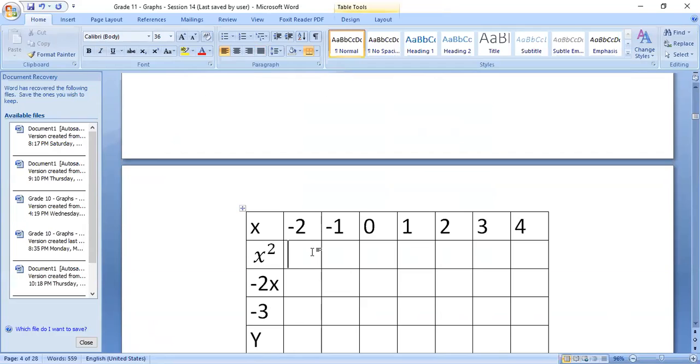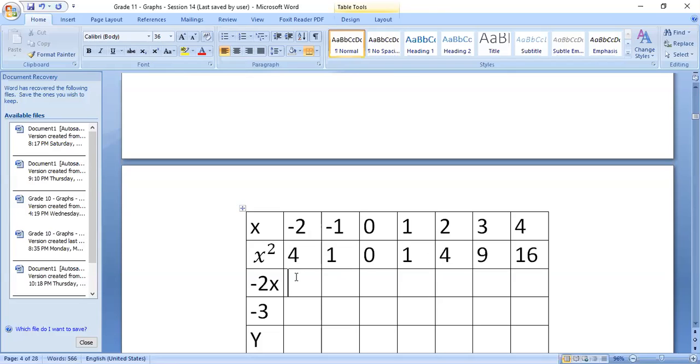When x is equal to -2, x squared will be +4. X is equal to -1, x squared will be +1. X equals 0, x squared will be 0 times 0, which is again 0, then 1, 4, 9, and 16.